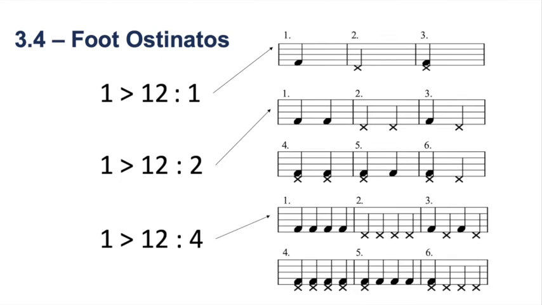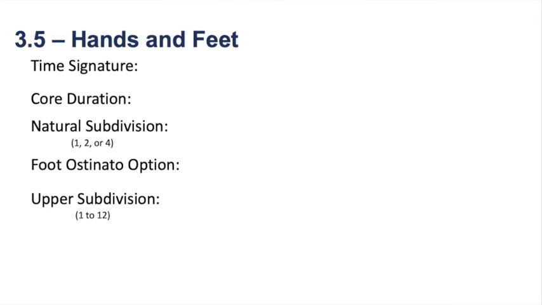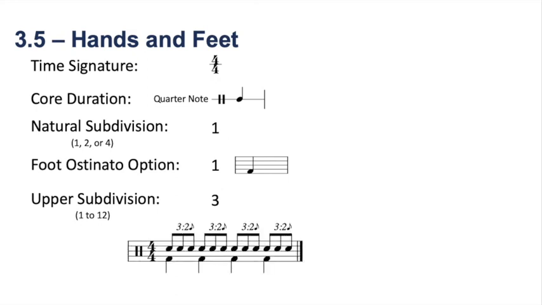Now, let's combine the hands and feet. Our time signature will always be 4/4. For the first example, let's select the chord duration of a quarter note and the natural subdivision of 1. To keep things simple, we will pick option 1 for the foot ostinato, and let's select the upper subdivision of 3. The selected options result in a bar that looks like this.